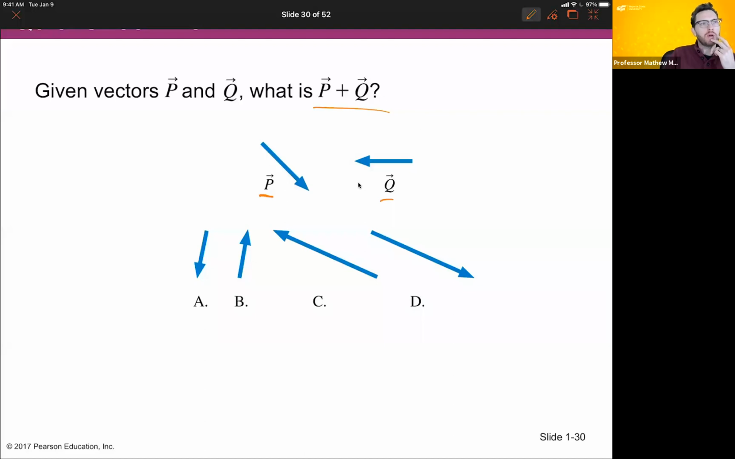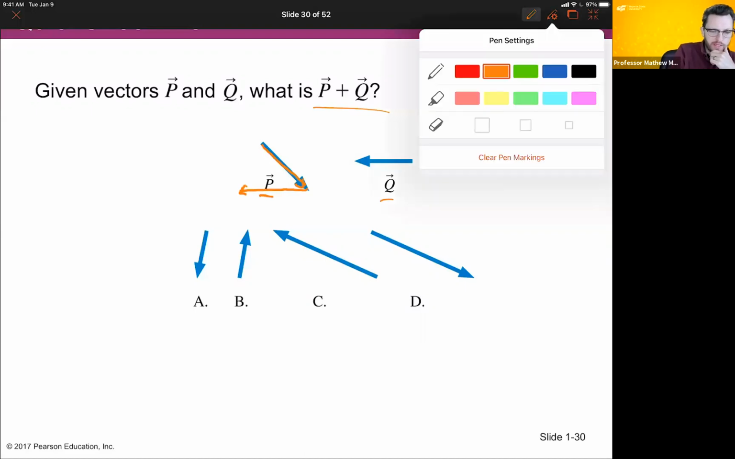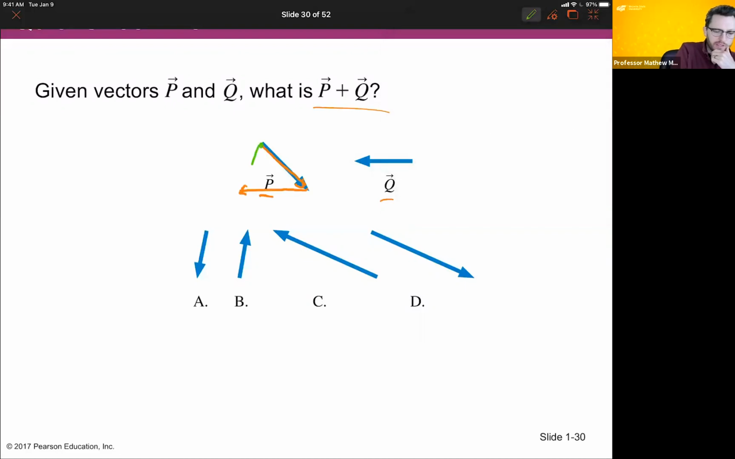Okay, I'm going to go ahead and end the poll. Most of you selected A, so let's see how we do it. Here's vector P. We're going to put a copy of vector Q and start its tail at the tip of vector P. And it goes out something like this. And then we're going to draw the vector that connects the tail of my original vector to the tip of the final vector to get that resulting sum, P plus Q. And this looks like A here.